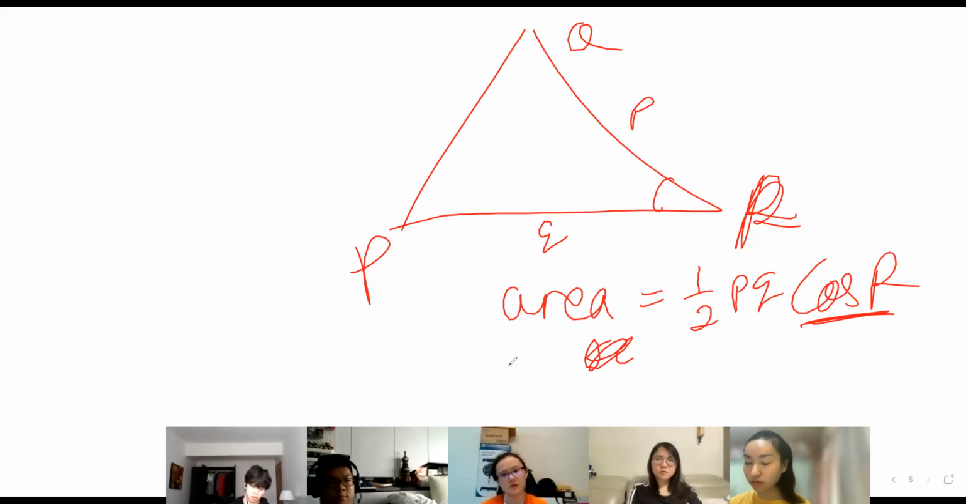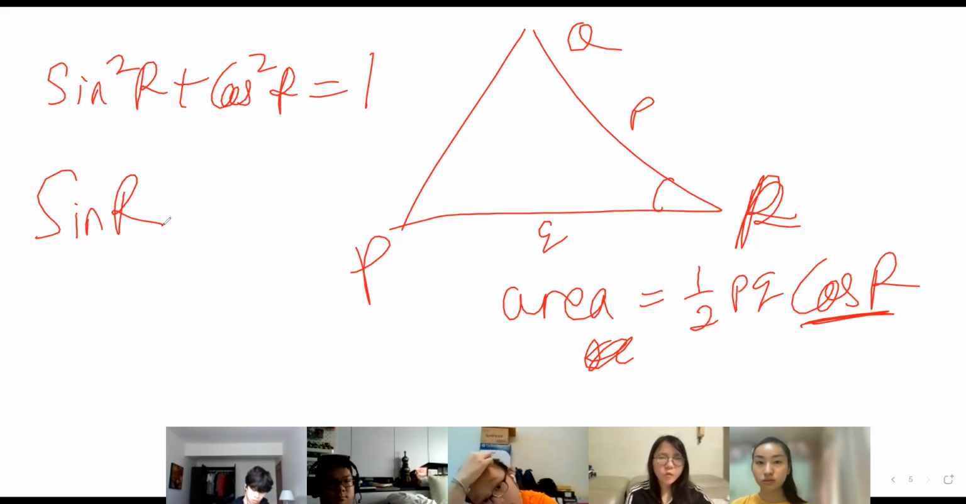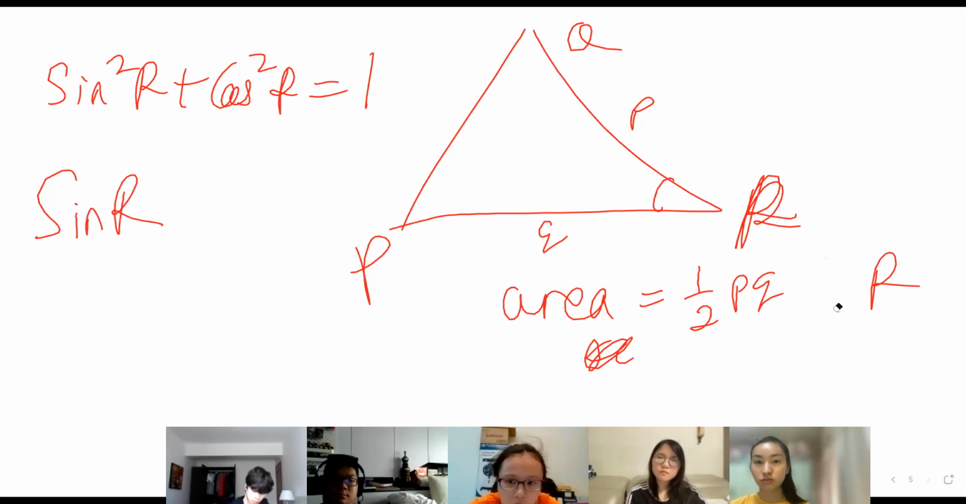The question gives you sine r instead of cos r. What would you do? Sine squared. Yeah, so you start from sine squared r plus cos squared r is equal to what? 1. And this is where you get your sine r, which you can then use. Because your area consists of sine. But maybe the question gives you cos, something like that.